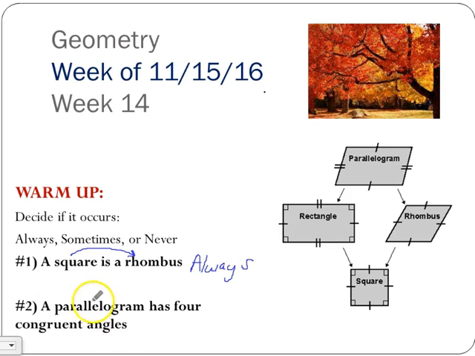The last question, though, is a parallelogram has 4 congruent angles. So a parallelogram has 4 congruent angles.